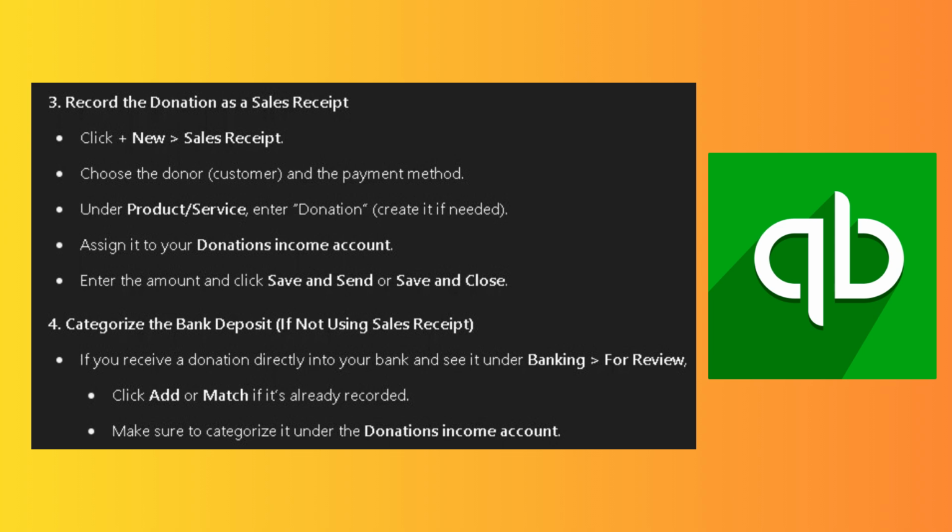Categorize the bank deposit. If you receive a donation directly into your bank and see it under Banking, click Add or Match if it's already recorded. Make sure the category is under Donation Income Account.